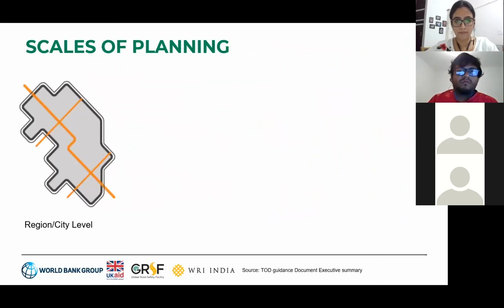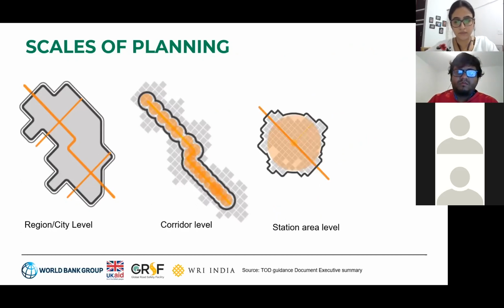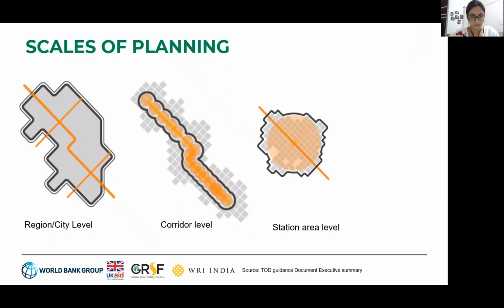TOD can be applied at 4 scales, that is at regional scale or city level, corridor level, which can be within the city or between two cities, station area level and at site level. At regional or city level, it involves integration of land uses with transit system planning to support analysis and decision making related to citywide growth management. It provides a point of intervention for TOD as a policy in statutory documents such as master plans, development plans or DCRs.